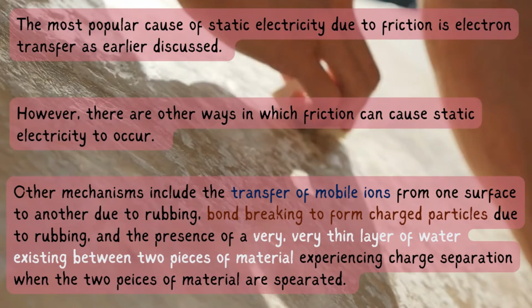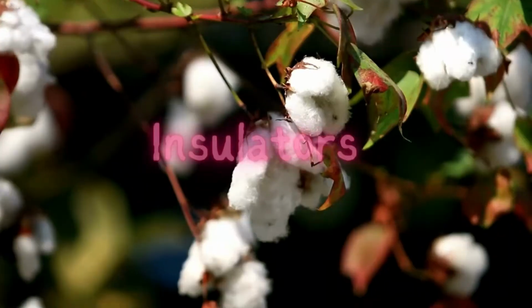Other mechanisms include the transfer of mobile ions from one surface to another due to rubbing, bond breaking to form charged particles due to rubbing, and the presence of a very, very thin layer of water existing between two pieces of material, experiencing charge separation when the two pieces of material are separated.